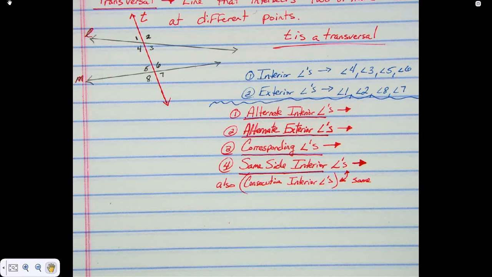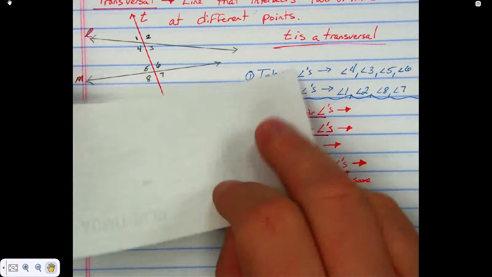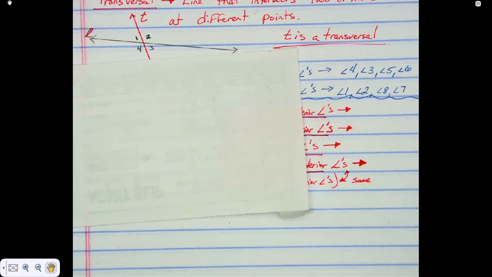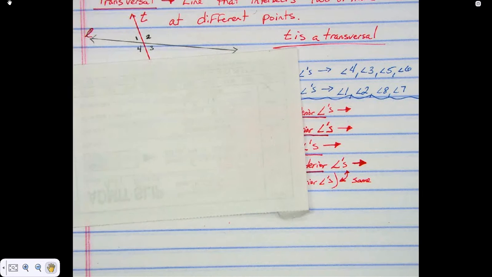Here's what you guys need to remember, and this is probably the most important thing. We already have words to describe how those four angles relate to each other. These are linear pairs, aren't they? 1 and 2 are a linear pair. Would you agree with that? 2 and 3 are a linear pair, 3 and 4, and 4 and 1, right?